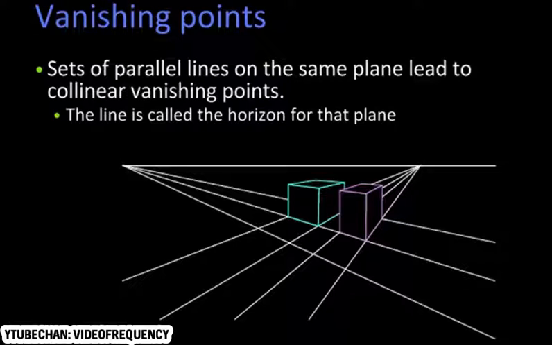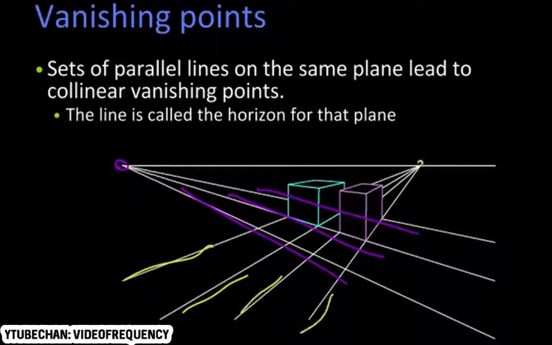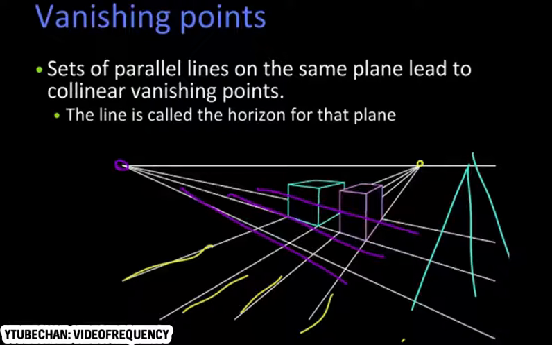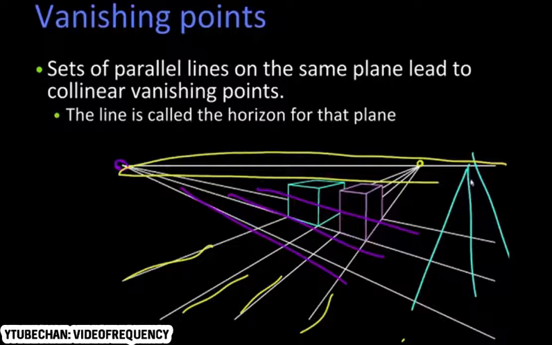So here is one set of parallel lines in the world, and they converge to a point here. This is another set of parallel lines, and they converge to a point there. If I had parallel lines going away from the camera, they would converge like this. All right? And the horizon is this line right there. And that's because all of those parallel lines that I drew, they're all in the ground plane. So they all converge at vanishing points on the horizon.